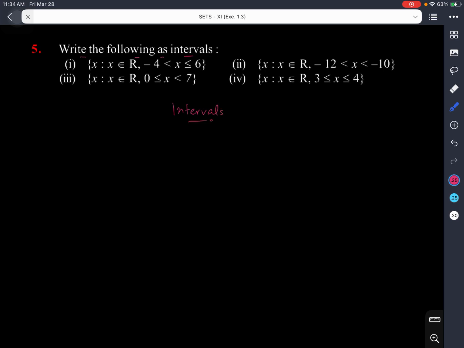So what are intervals? First of all, we'll have to keep in mind that intervals are defined for real numbers. So to understand intervals, let us take two numbers, a and b. Both are members of real numbers such that a is less than b. So to understand this concept, let us take types of intervals. Type number first is an open interval.